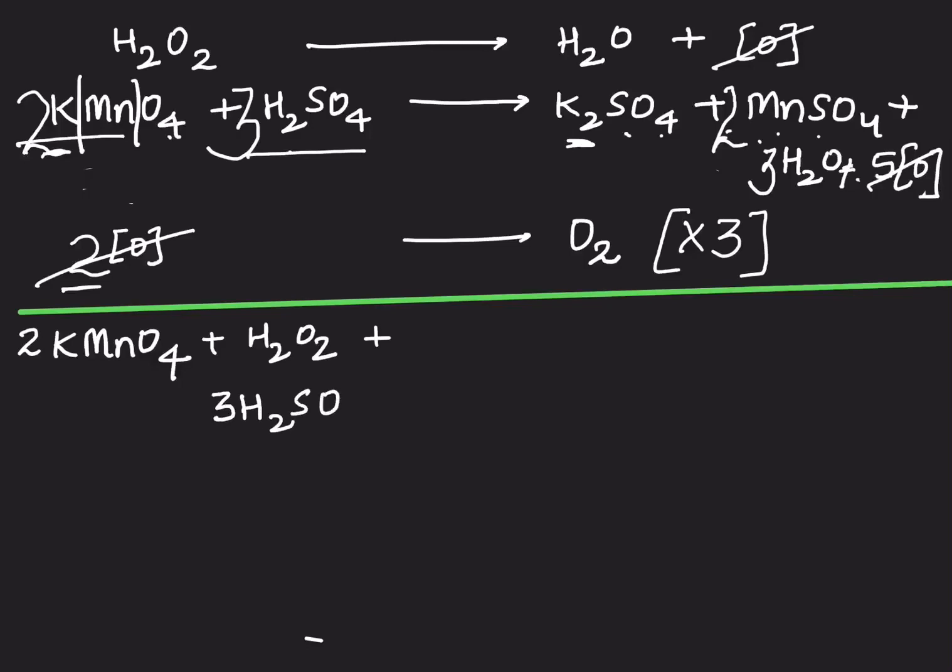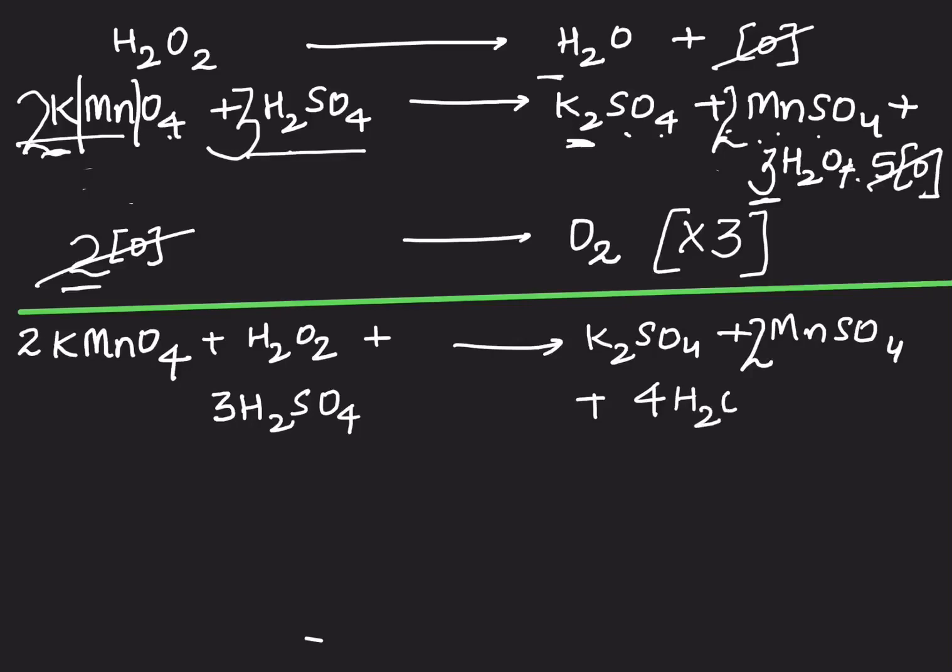reactants, the total reactants over here, plus H2O2 plus 3H2SO4, 3 molecules of sulfuric acid will give us, we've got K2SO4 plus MnSO4, and how many of MnSO4 have we got? 2. Now, what about the water molecules? 3 water plus 1 water gives us 4 water molecules. And finally, we have oxygen gas being liberated and we have 3 molecules of oxygen.